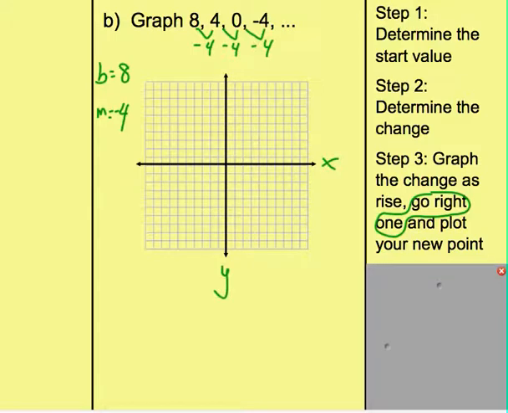My starting value goes on the y-axis, and I'm going up 8. And then I use my slope because it's negative. Instead of rising, I'm going to fall 4 and go to the right one. And again, I like to plot as many points as I can in order to try and make as straight a line as possible.